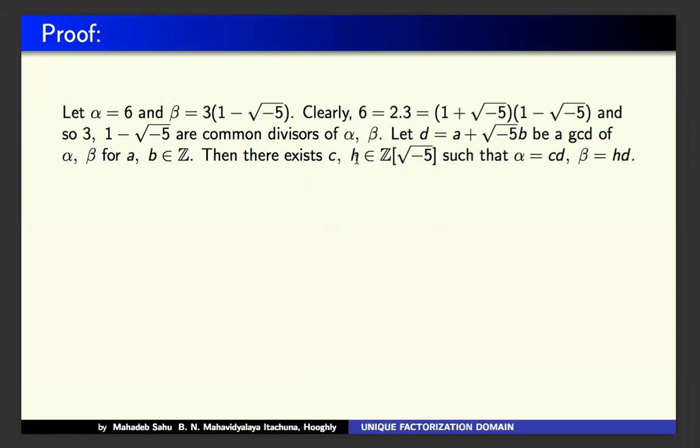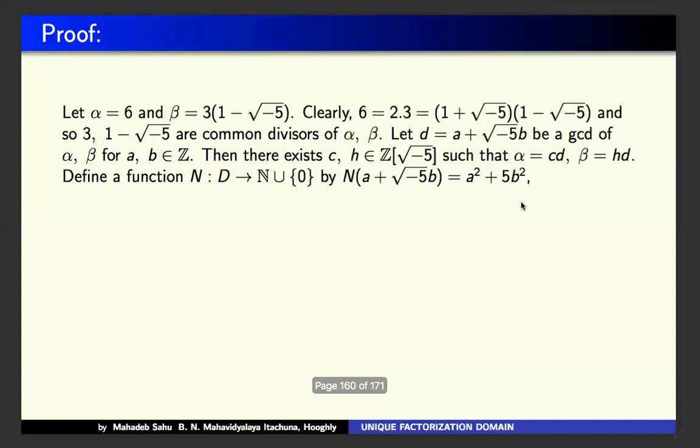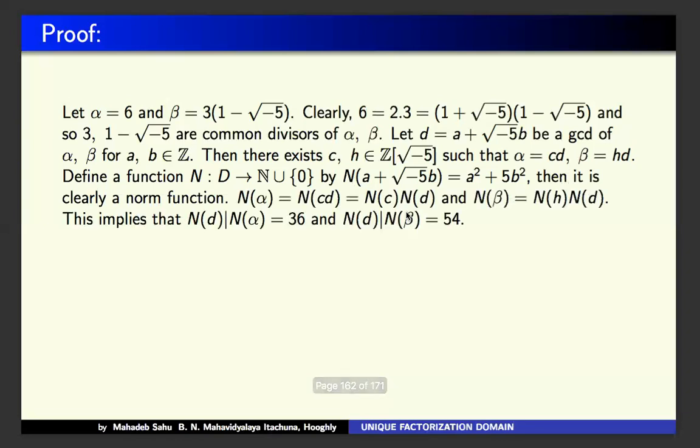So there exist c, h belonging to Z[root minus 5] such that c d equals alpha and h d equals beta, from the definition of common divisor. Define a function N. This is the norm function, and it is a multiplicative norm function, therefore we can write this.